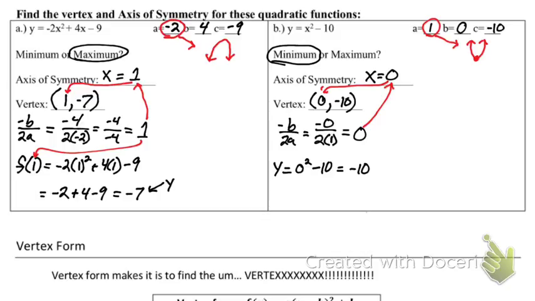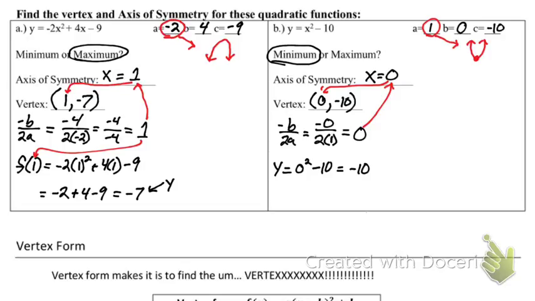Think about how much information is actually there. You know your vertex. You know what direction it opens. You could probably make a pretty nice graph of it already. You just find that point 0, negative 10, make sure your parabola opens up, and you have a pretty good approximation of what this graph looks like.